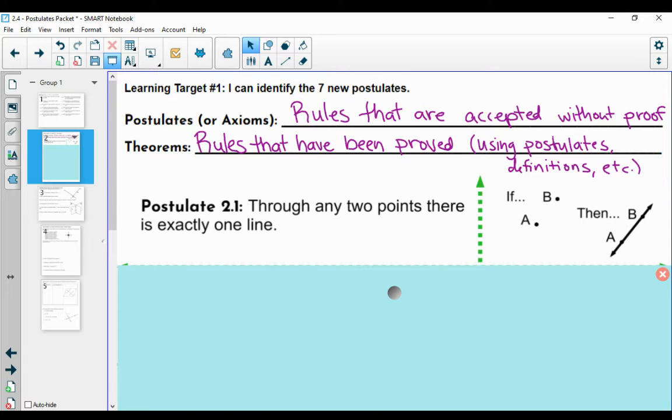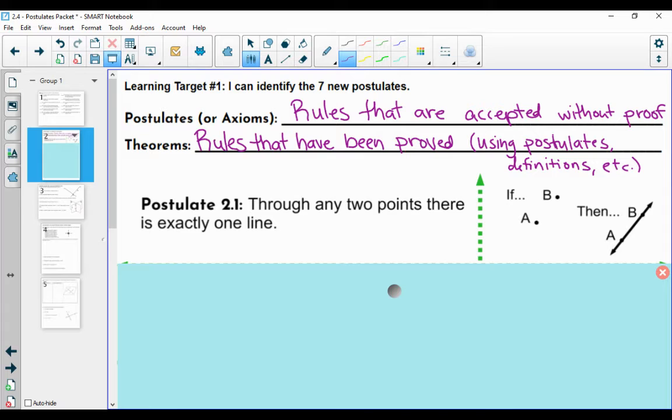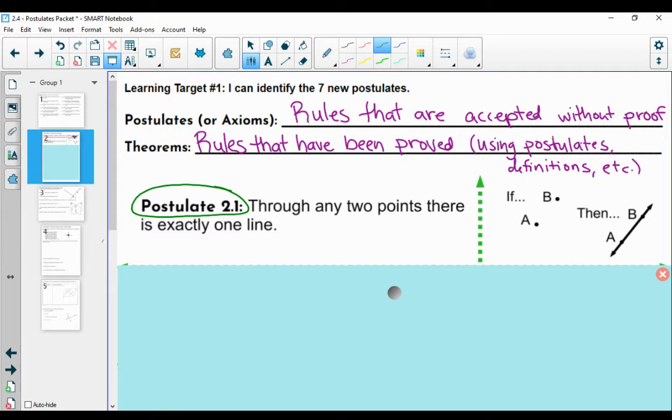Every single postulate is going to have a name. So for example, this is postulate 2.1. You don't have to know the names. I'm never going to read you a postulate and ask you what number it is. You just have to understand that postulates are things that are accepted without proof. So if I were to give you this postulate with one word missing, you should be at a point where you could fill in the blank.